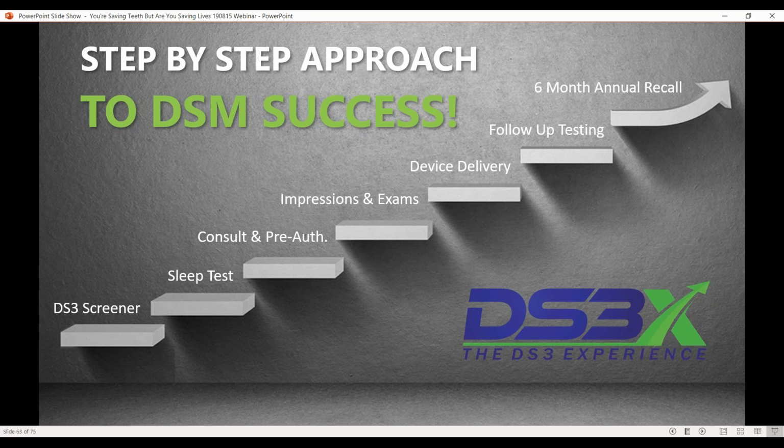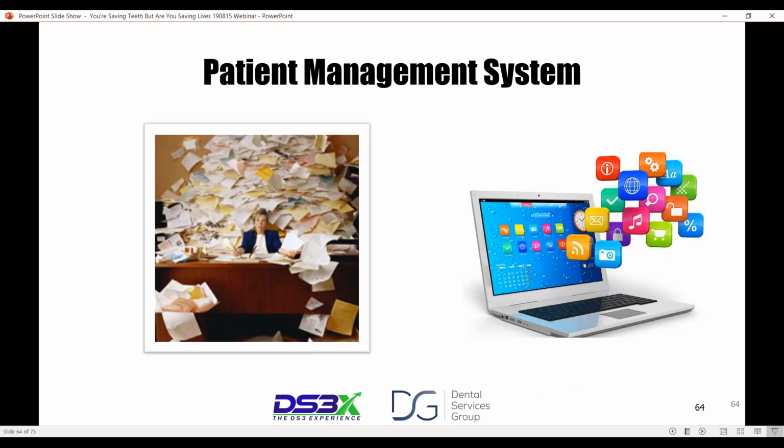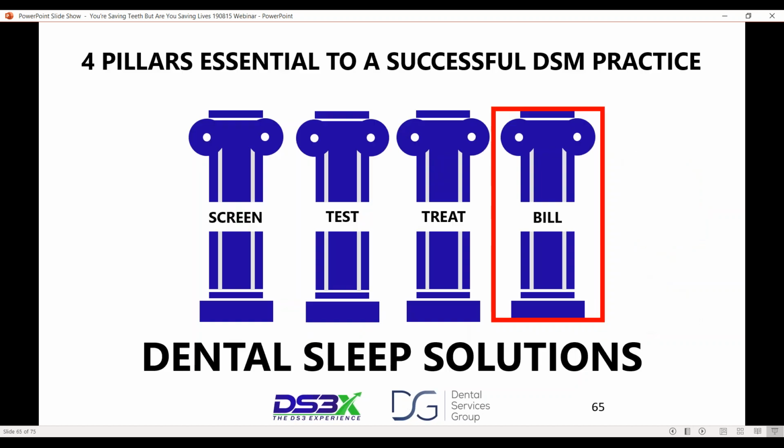When you string them all together, some people get lost, but we have a great system to help with that. It's called DS3. It takes all this disorganization and puts it into a system that helps you really know where you're going. And of course, we want to get paid, Rich. I think that's what we're talking about.